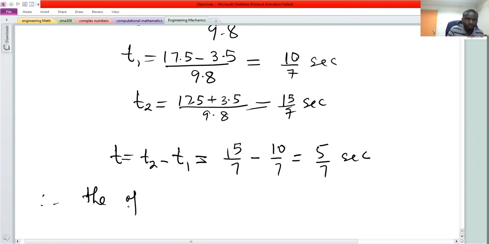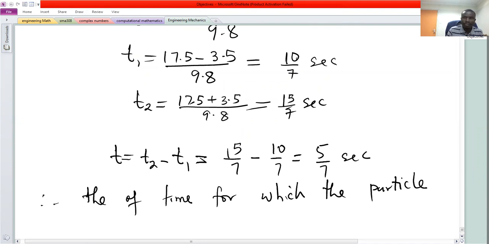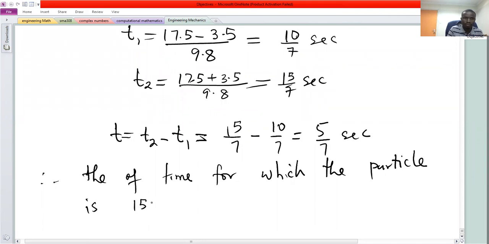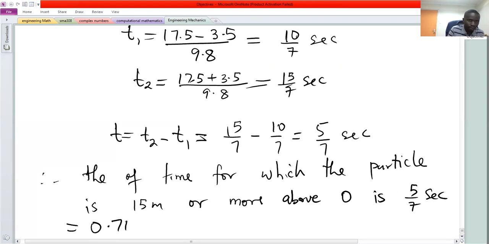Therefore, the length of time for which the particle is 15 meters or more above the starting point O is 5 over 7 seconds, which is equal to 0.7142857 seconds.